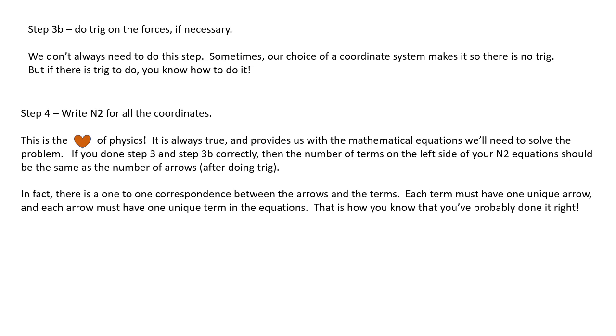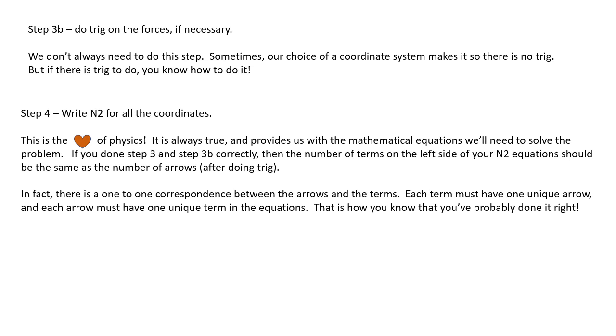Physics is math-based, so there will be some math that you have to do in order to get the answers that we need. So you do the physics first, steps 1 through 4, and then step 5 will be the math part. If you've done step 3 and 3b correctly, then the number of terms on the left side of your N2 equations should be the same as the number of arrows that you show in your picture. We'll go through an example and you'll see what that looks like.